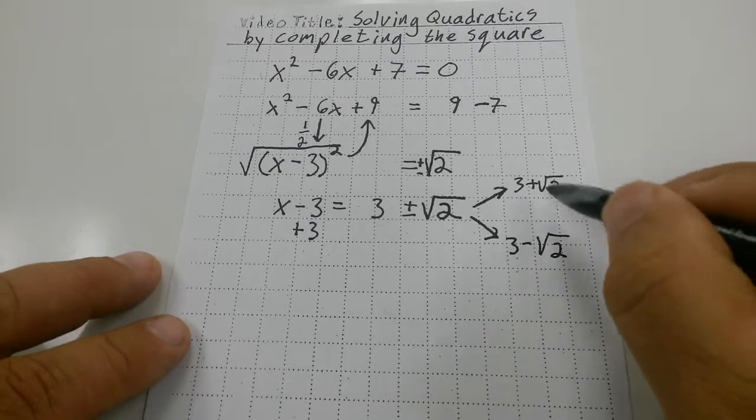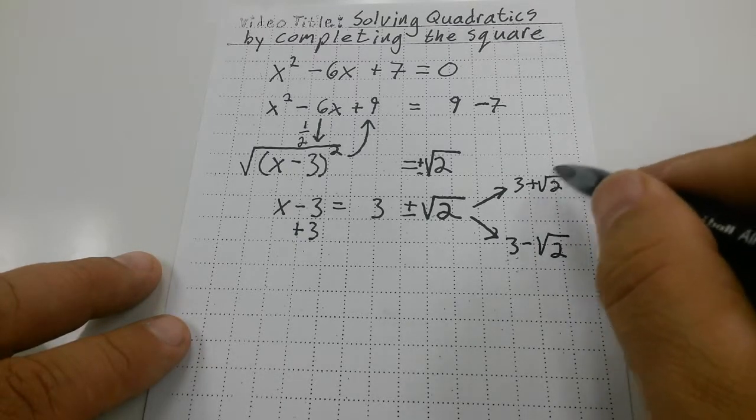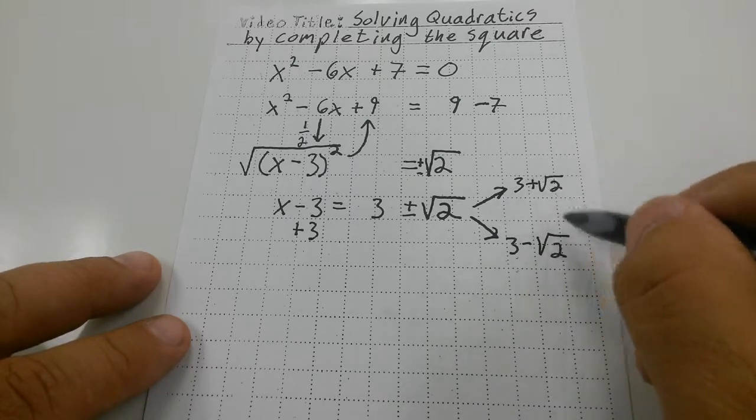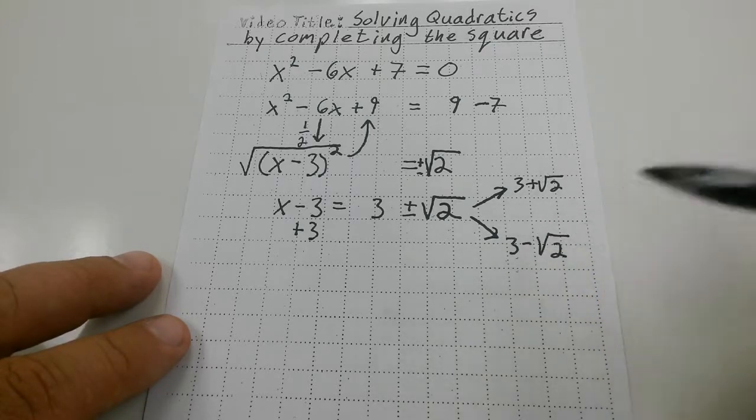And that's a good example of where these irrational answers, irrational solutions, are like girls going to the bathroom. They always go in pairs.